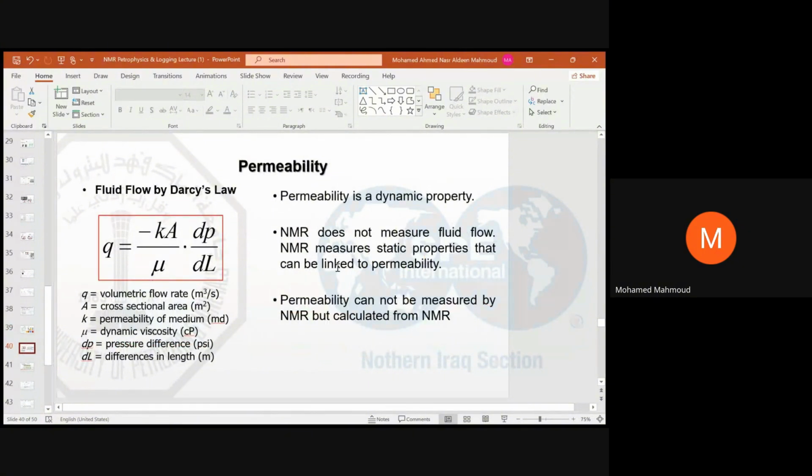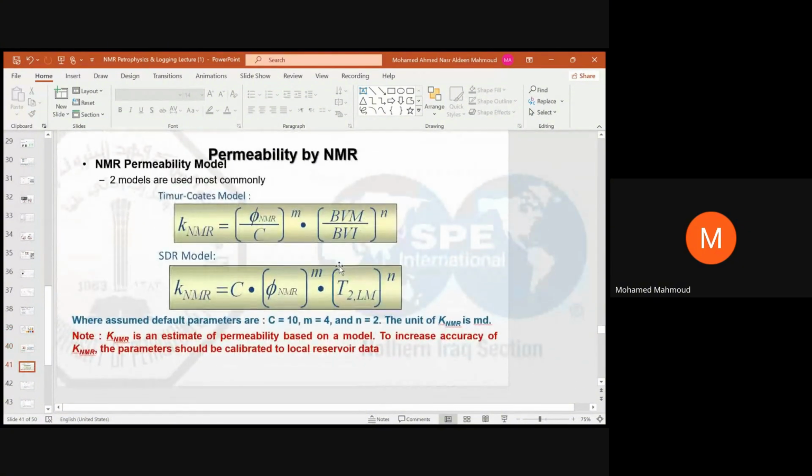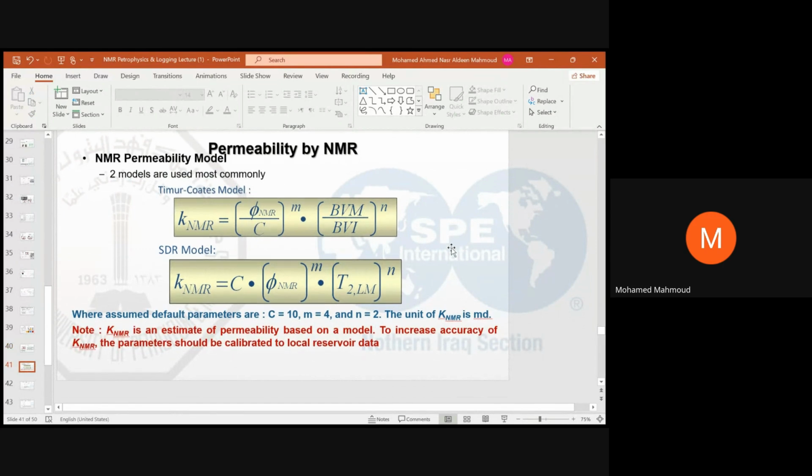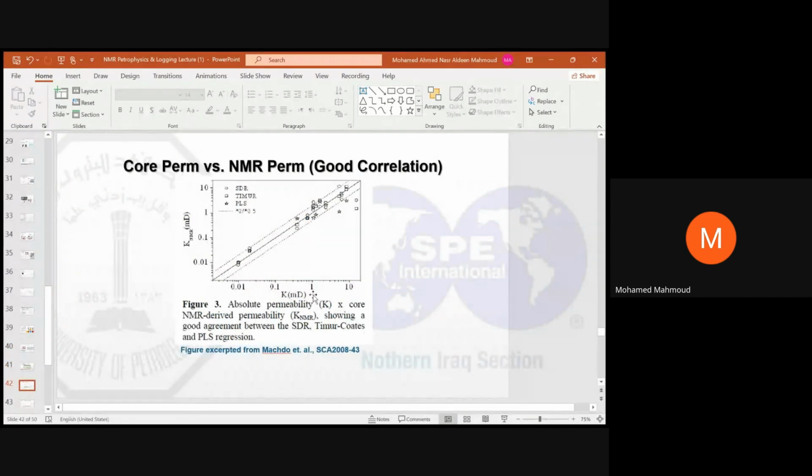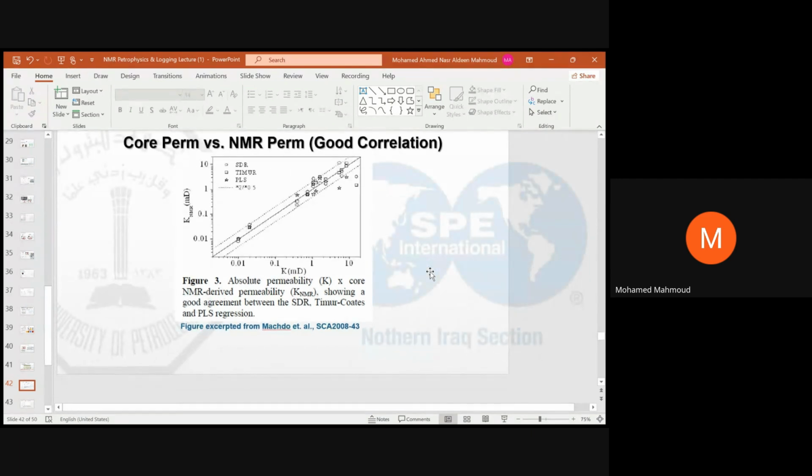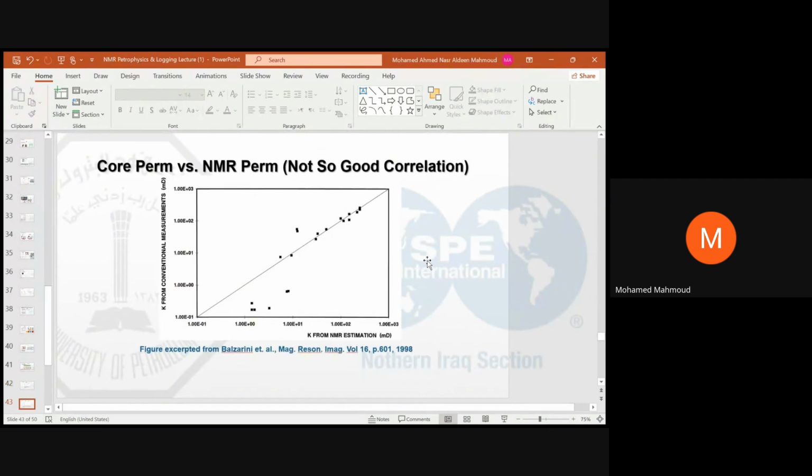Also, as mentioned before, NMR can be used to determine the permeability from these two correlations. And here we have some examples of the NMR measured data in the lab. And this is the NMR estimated permeability from the previous two correlations. It has some good match with some of the correlations. So, overall, NMR is a good tool also that can be used to estimate the permeability.